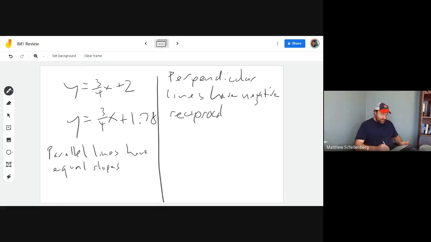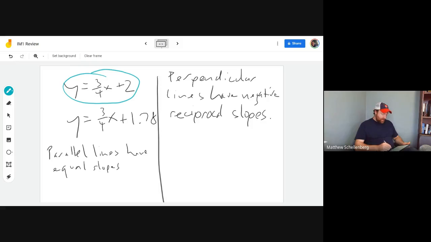Why don't we use the same line to find a perpendicular line? Why don't you try to find one right now? Go. All right, here we go. Remember we have y equals 3/4 x plus 2. Let's find a perpendicular line to that line.